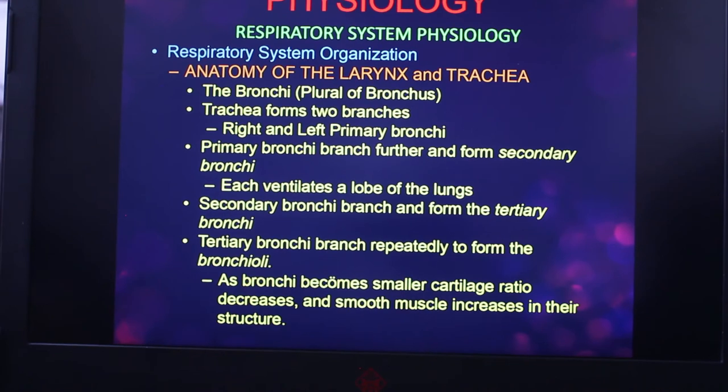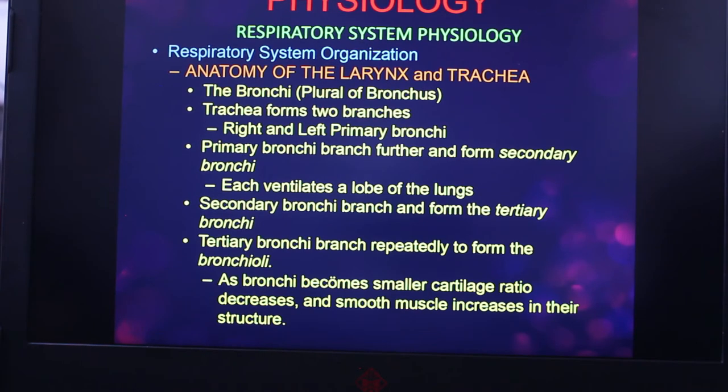The bronchi, which is the plural of bronchus, are the main first divided parts of the trachea. And there are two main bronchi, two branches, as the right and left primary bronchi. Primary bronchi branch further and form the secondary bronchi, and each ventilates a lobe of the lungs, and there are five lobes in lungs, three of them at the right lung, and two of them at the left lung. And secondary bronchi then branch and form the tertiary bronchi, and tertiary bronchi branch repeatedly to form the bronchioli. A bronchus is a singular, and bronchioli are the plural.